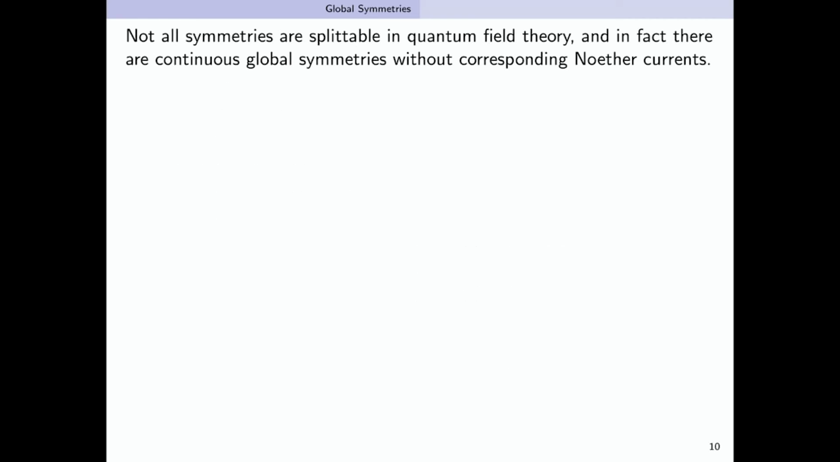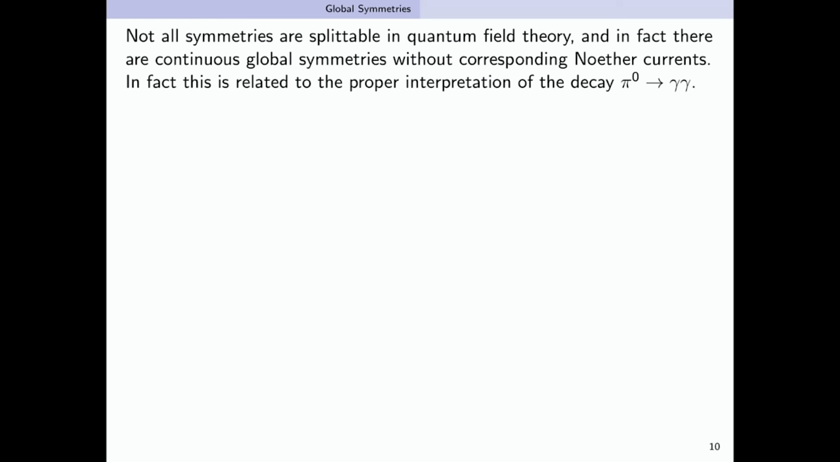Okay. So unfortunately, Leonardo talked about this yesterday. Not all symmetries are splittable in quantum field theory, and in fact, there are continuous global symmetries which don't have Noether currents. Now we can complain about the theories that have them, and that's fine. And certainly, it's a fun game to try to find a list of conditions which provably exclude all the counterexamples. I think the list that I gave yesterday doesn't provably exclude them, but I cannot think of a counterexample. I agree with that. Yes.